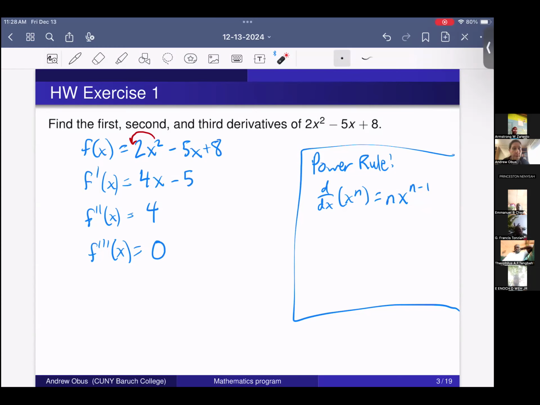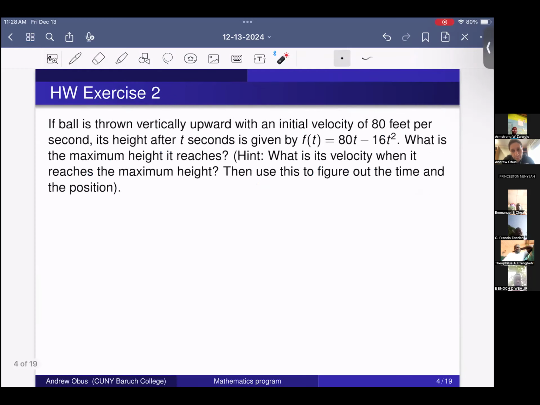Okay, thanks. So that's the first problem, pretty straightforward. For the second problem, we have a physics problem. A ball is thrown vertically upward with an initial velocity of 80 feet per second, and its height after t seconds is given by f of t equals 80t minus 16t squared. This is a height in feet. So what is the maximum height that it reaches? The hint is, what is its velocity when it reaches the maximum height? And then we use this to figure out the time and the position. So let's answer that first question.